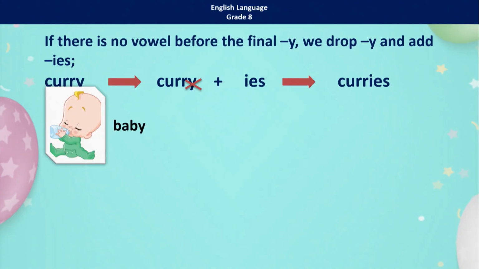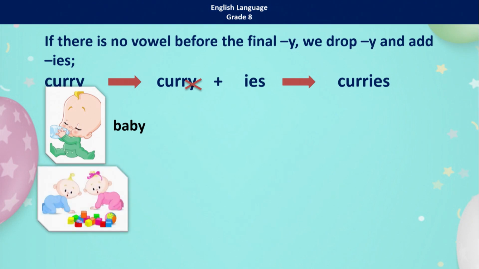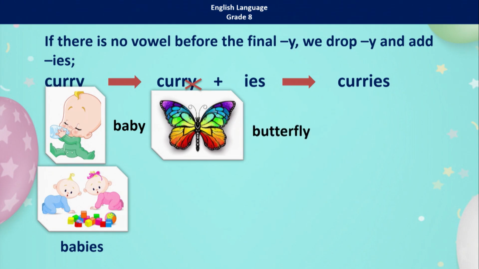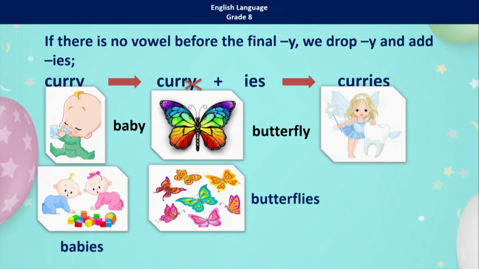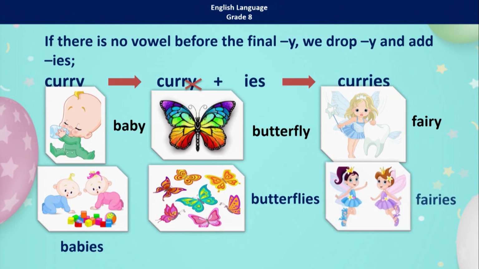Right, we have a baby. What is the plural form of it? Babies. IES, but you have to cut off the last letter Y. Butterfly. Yes, we have a butterfly. To form the plural, butterflies, cut off Y and add IES. Fairy, fairies, cutting Y and adding IES. Baby, babies, butterfly, butterflies, fairy, fairies. Okay, children, we'll move to the next rule now.